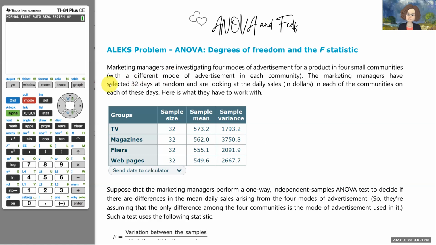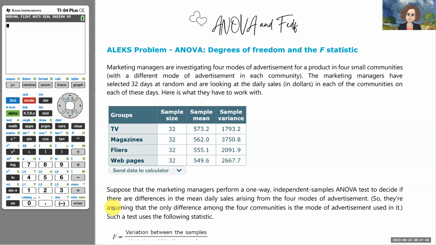The market managers have selected 32 days at random and are looking at the daily sales in dollars in each of the communities on each of these days. And they give us some of their sample statistics. And it says, suppose the marketing managers perform a one-way independent samples ANOVA test to decide if there are differences in mean daily sales arriving from these 4 different modes of advertising.